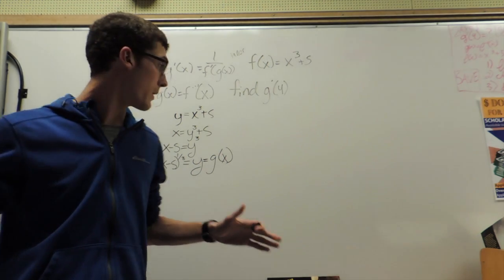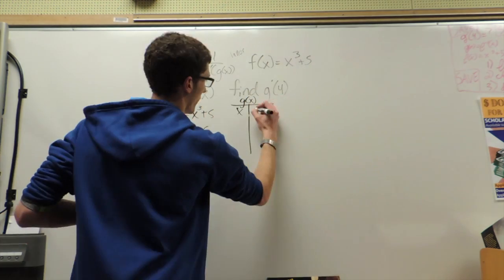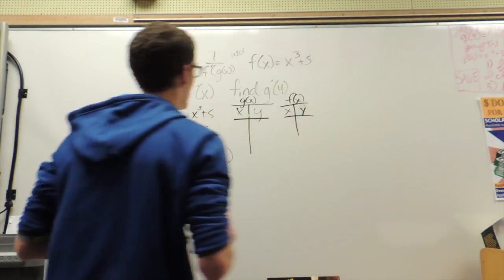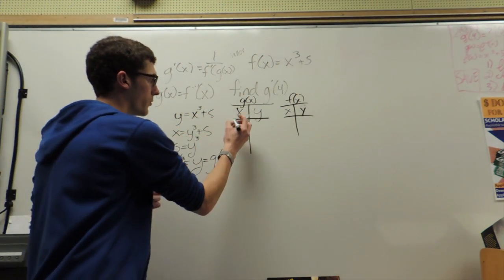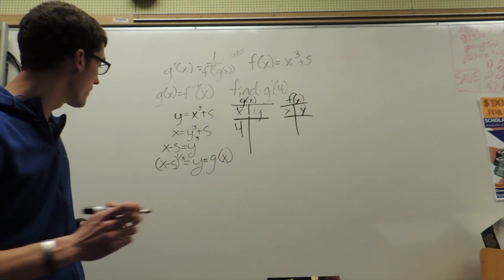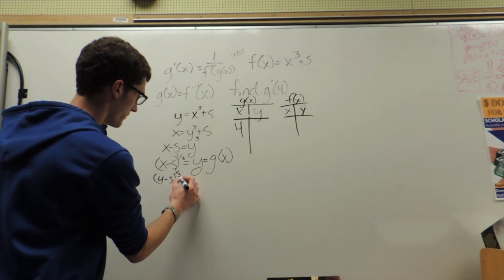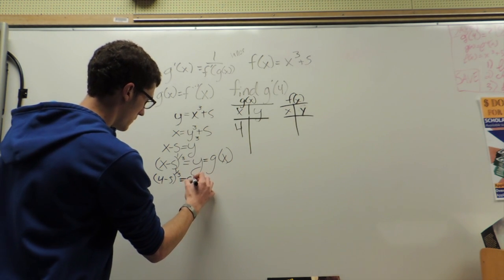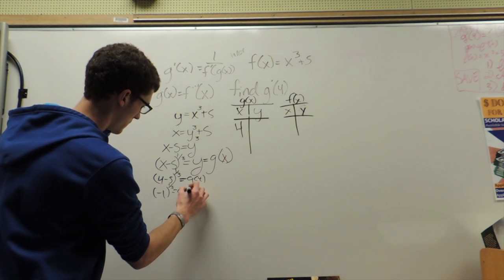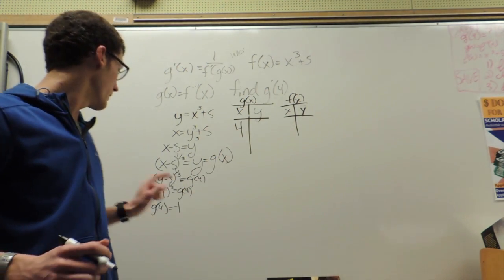So we're going to start by doing this by making a table. So for g of x equals 4, we're going to plug in 4 right here. And now we have to solve for the y variable right there. So we found the g of 4 equals -1.